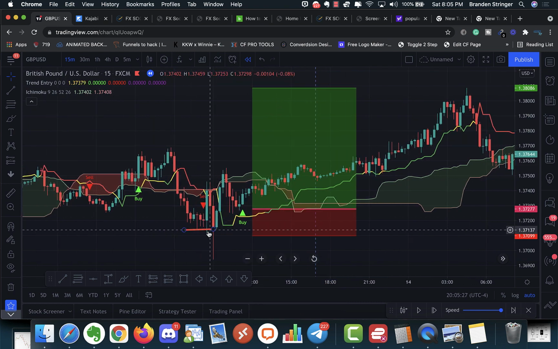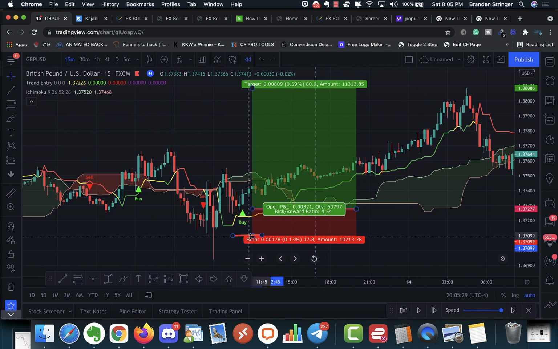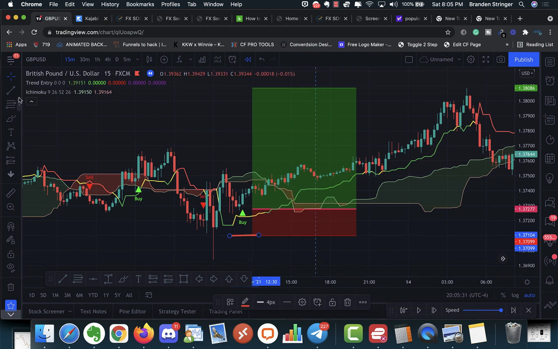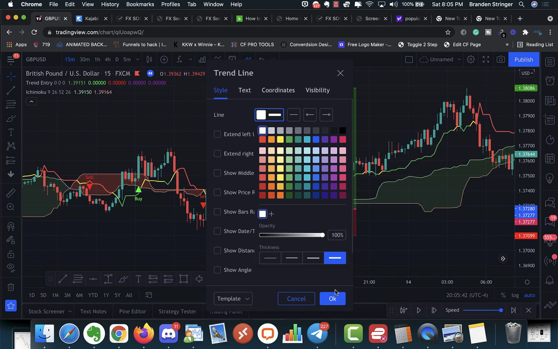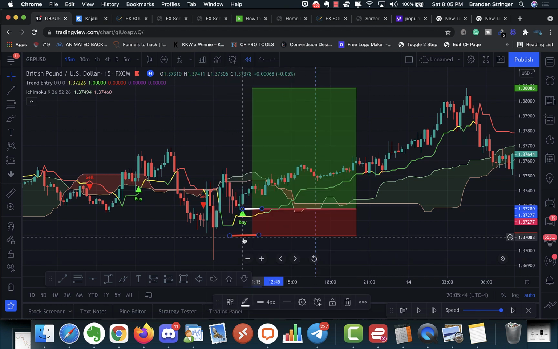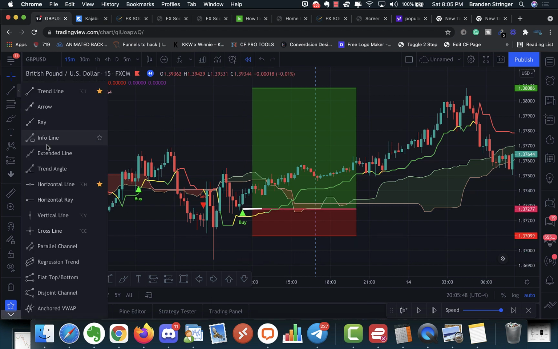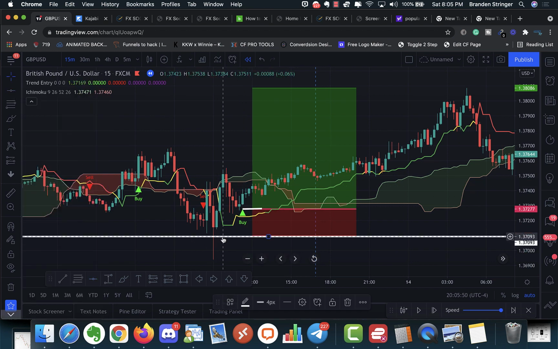Let's say this is our stop loss right here. And let's say that this is our entry. I'll change the color so we can see it. And I'll make this bigger actually. So this is our stop loss.